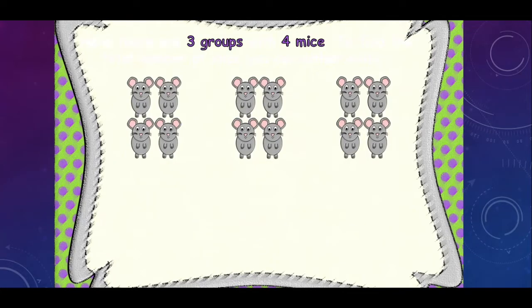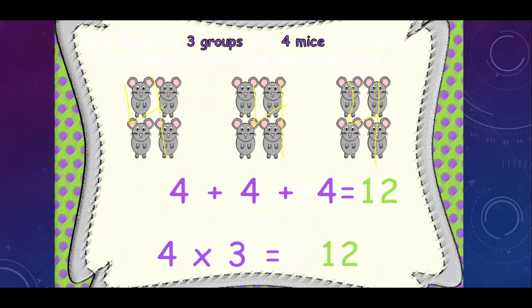Okay, here we have 3 groups of 4 mice. So there's 4, 4, and 4. So we have 4 plus 4 plus 4 equals 12. Or the multiplication sentence for this is 4 times 3 equals 12.